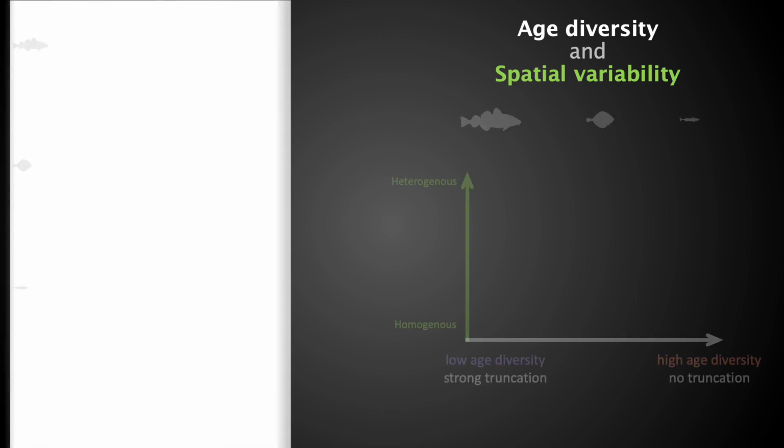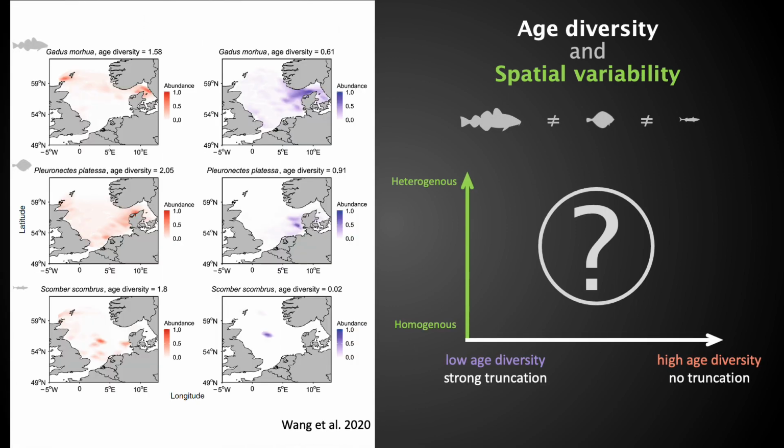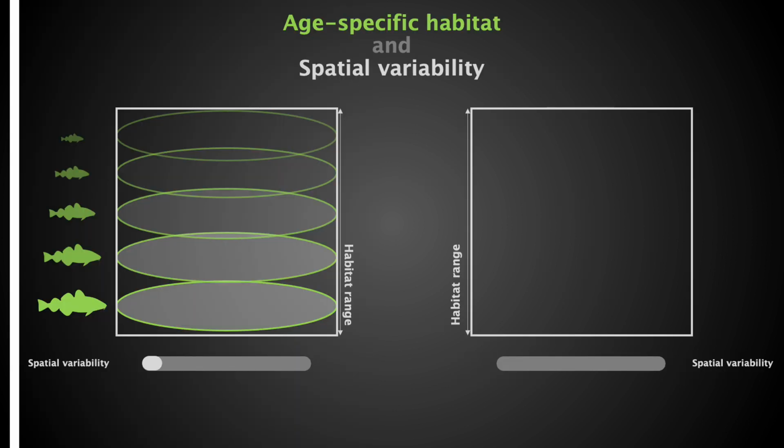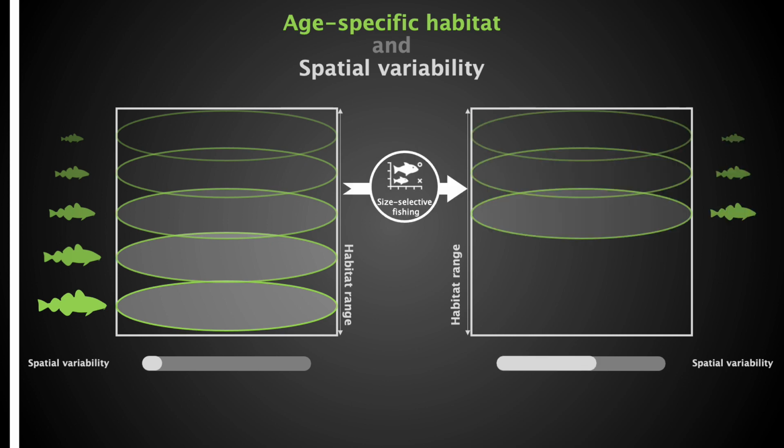Empirical work has further found that species differ in how their spatial distribution respond to fishing-induced age truncation. Yet, the underlying mechanism remains unclear. A potential answer lies in the fact that conspecific individuals of different ages occupy different habitats. And removing old individuals from a population can lead to spatial aggregation and increased spatial variability.